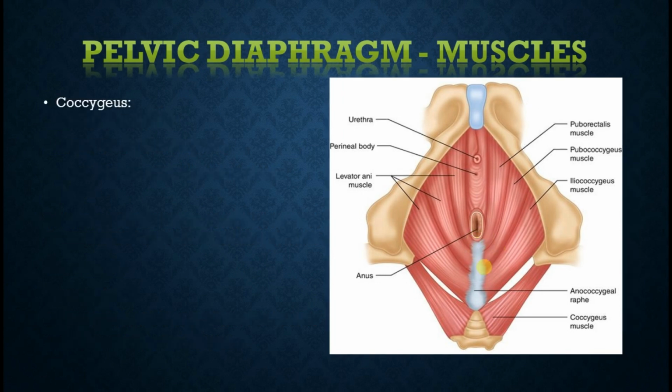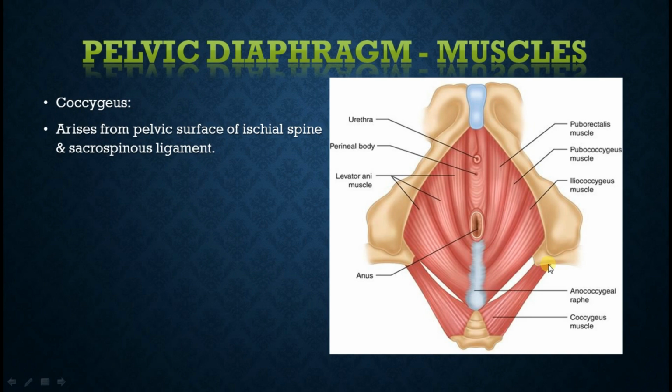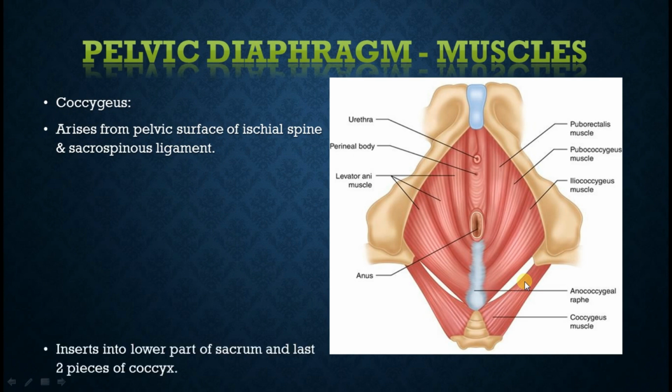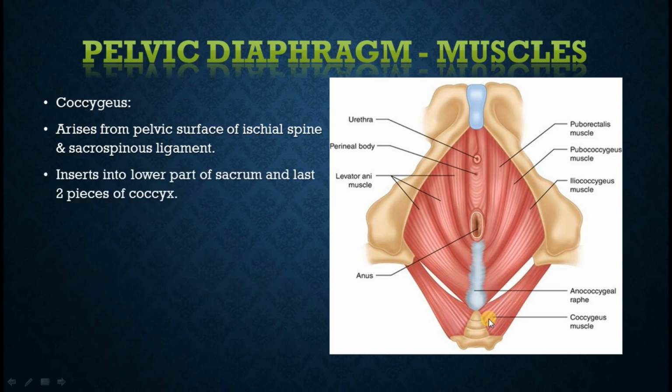Next, coming to the last muscle of the pelvic diaphragm. So far we have seen the pubococcygeus and iliococcygeus. Coccygeus proper arises from the pelvic surface of the ischial spine and the sacrospinous ligament, and it gets attached to the lower two pieces of the coccyx. So that is the coccygeus proper muscle.